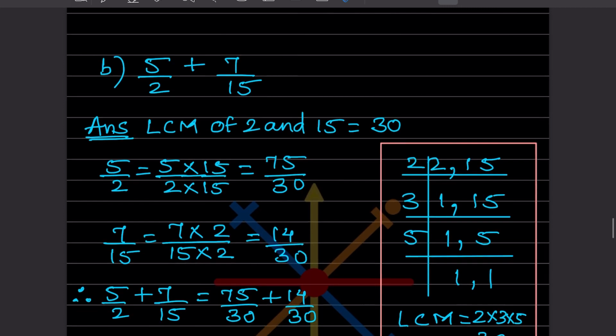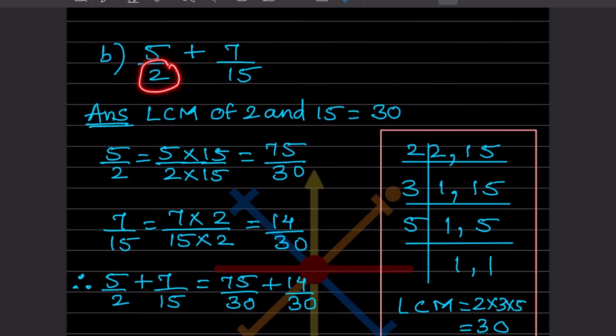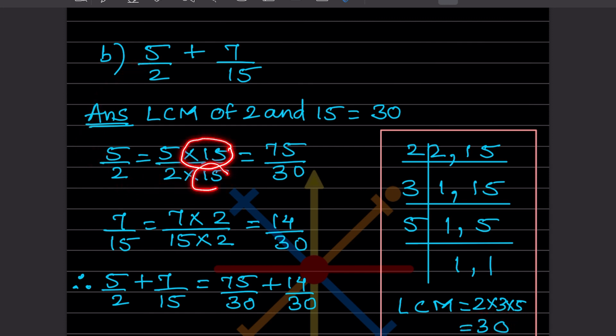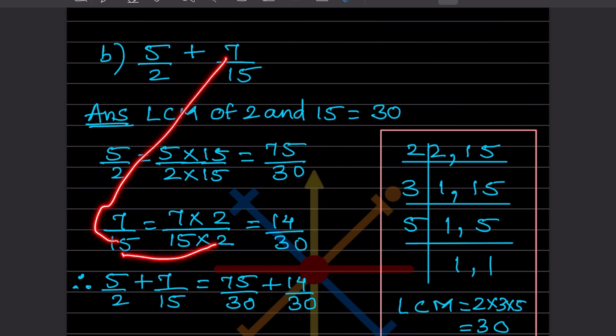Now same over here. This is also adding. So look at this, only look at the denominator. Take the LCM, and the LCM is 30. You made the denominator 30. So 2 multiplied by 15 is 30. Again here, because this is 15, this is also 15. So 15 times 5 is 75 and this is 30. Now take this number over here. 15 times 2 is 30. So multiplied by 2 means this also should be multiplied by 2. That will be 14 by 30.